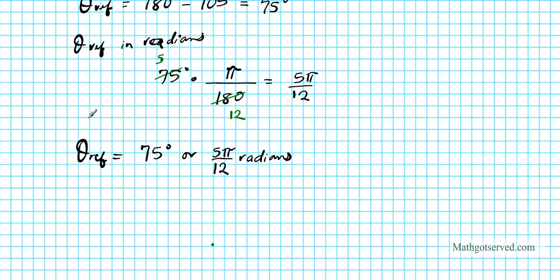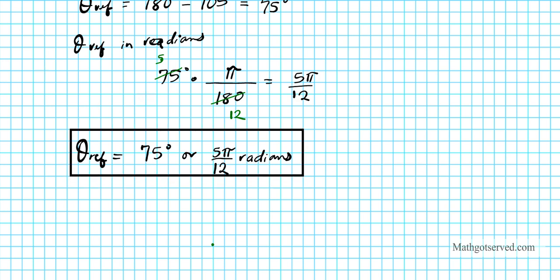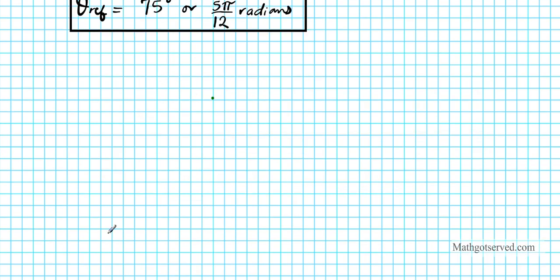Okay, now for number 2, we're going to be doing the same procedure, but our problem will be given to us in degree form, okay? So for number 2, we have negative 200 degrees. Alright, so theta is negative 200 degrees.